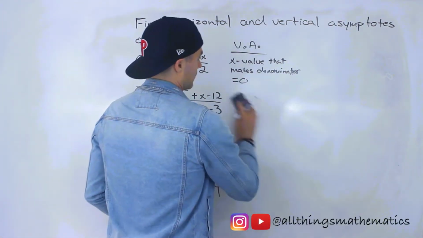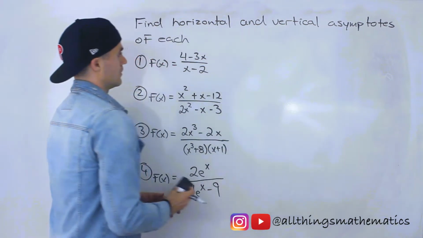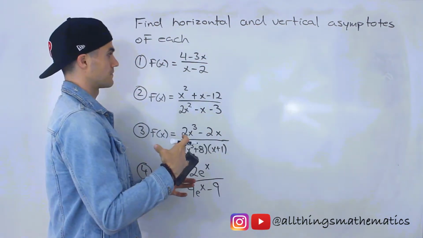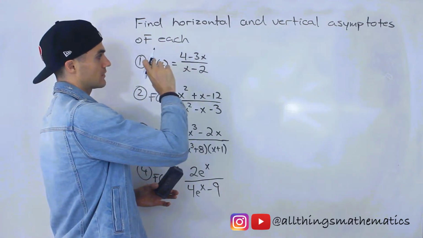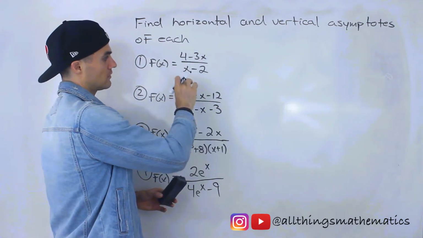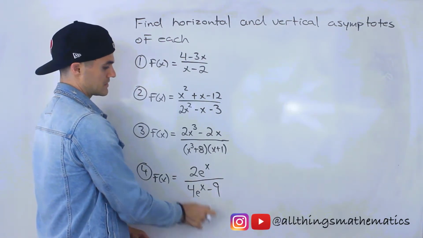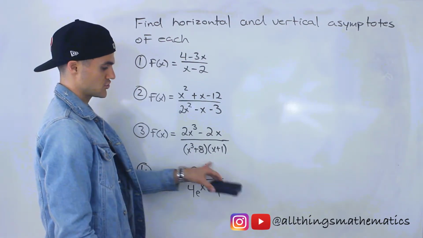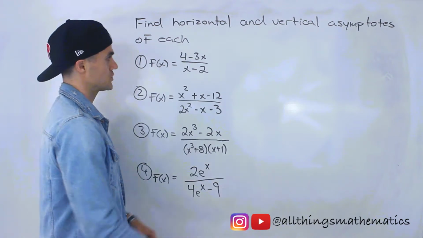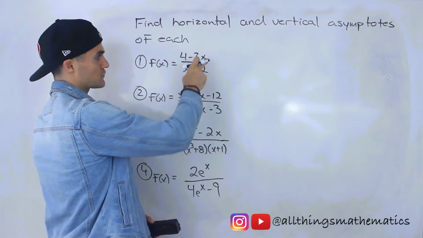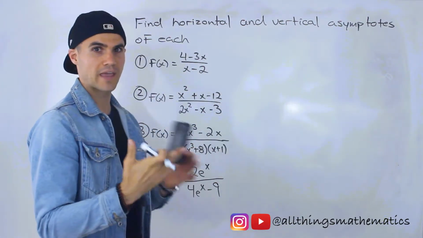So number 1, notice the first thing you always want to do with these is factor them. So make sure that the numerator is factored and then the denominator is factored if you're given polynomial functions. For number 4, it's going to be a little bit different because we're dealing with exponential functions within a rational function. But here we're dealing with polynomials, so make sure they're factored. Notice 4 minus 3x over x minus 2, we can't factor those.